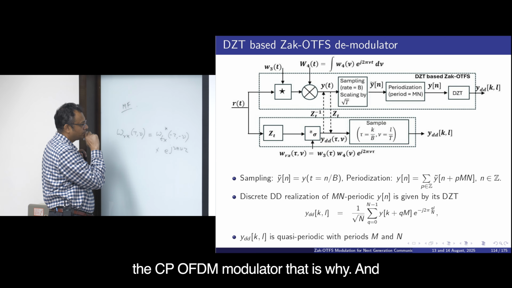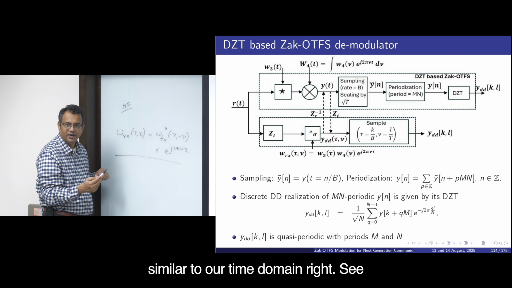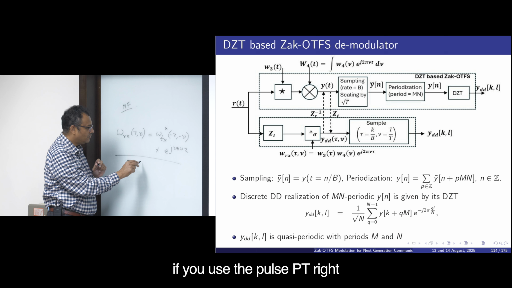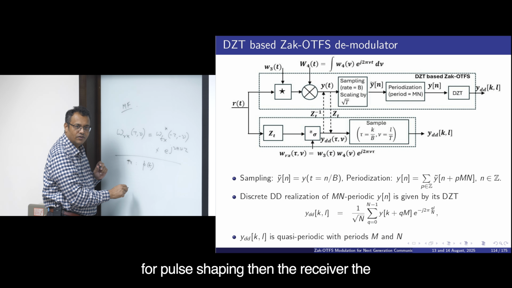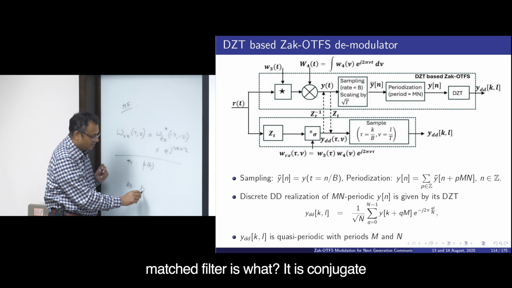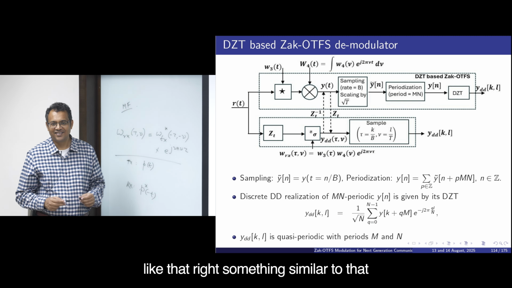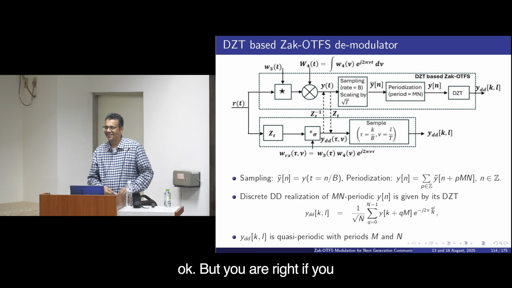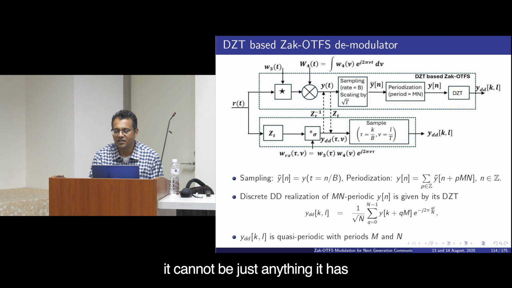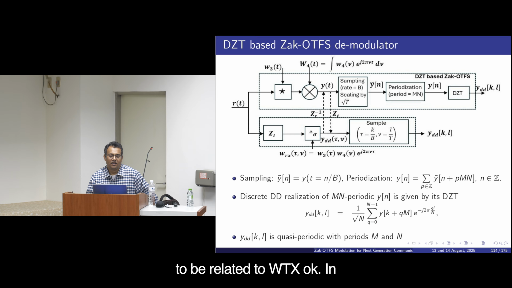And this result is very similar to our time domain. At the time domain at the transmitter, if you use the pulse p(t) for pulse shaping, then at the receiver the matched filter is what? It is conjugate p of minus t, something similar to that. But you are right, if you really want to do a matched filter, it cannot be just anything, it has to be related to W_TX, okay.